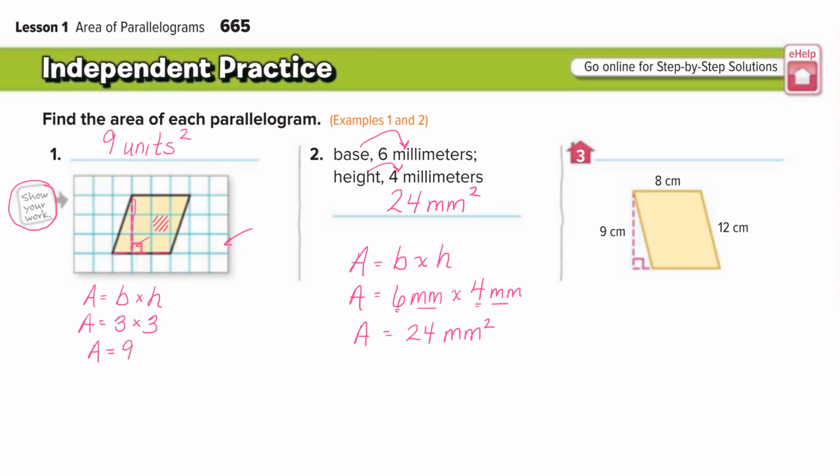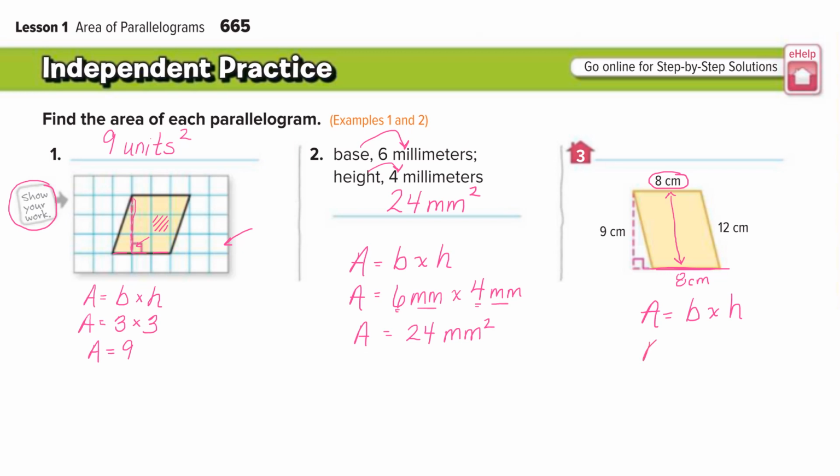Question number 3. We're going to find the area of this parallelogram. Area equals the base times the height. We know that the base is the bottom. We don't have a measurement for the bottom. We do have a measurement for the top, which is parallel to our base here. In a parallelogram, opposite sides are the same length. Okay? So if the top is 8 centimeters, the bottom is 8 centimeters.